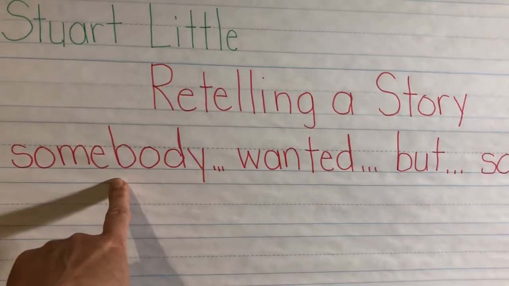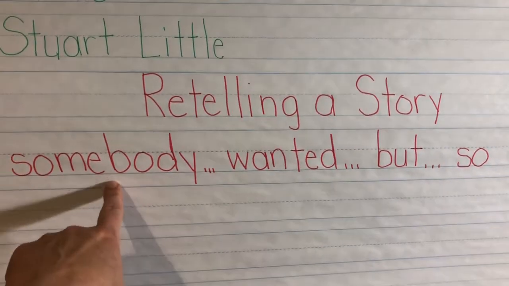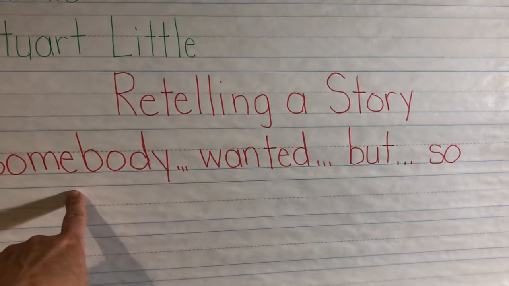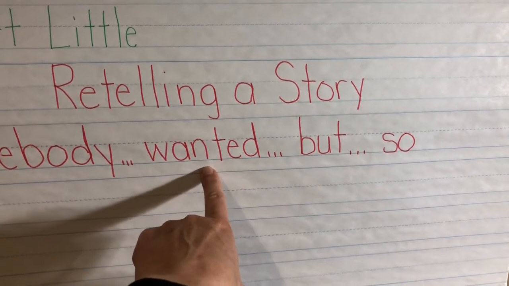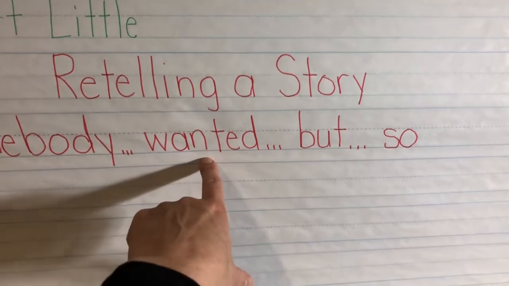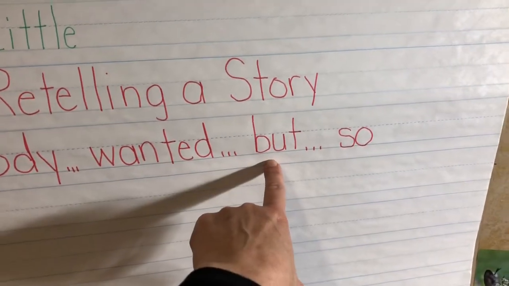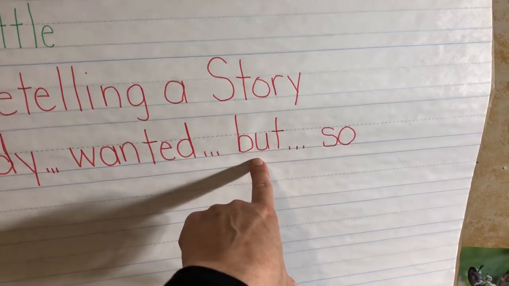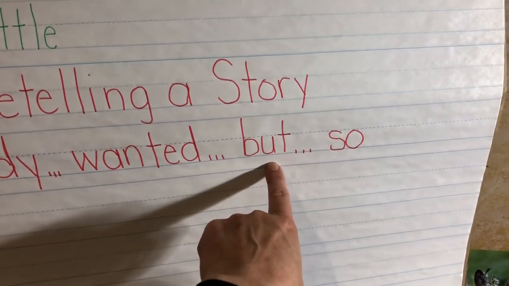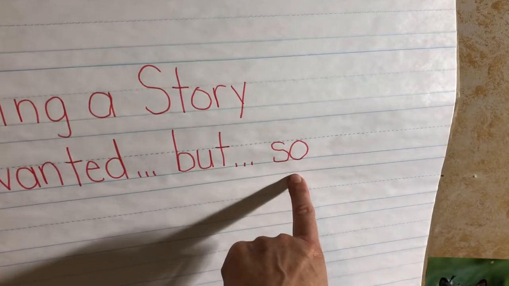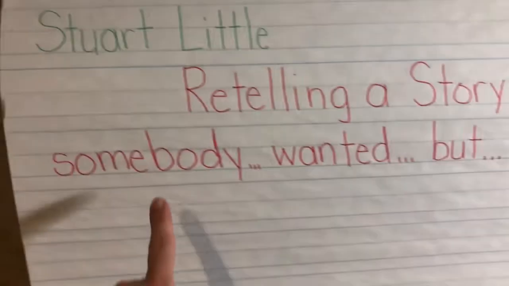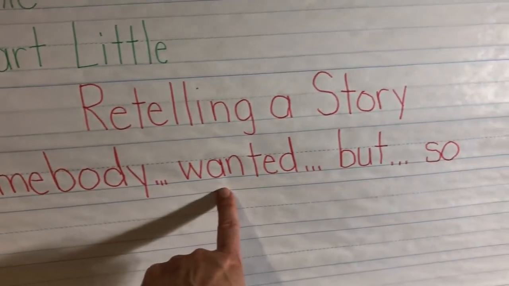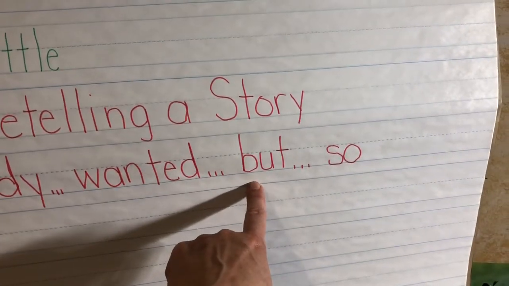Somebody would be your character. In that story, that somebody is going to want to do something. There's going to be something that this character is going to be trying to do. Usually, there will be a problem in the story. That problem is the but. And then there is a solution to the problem, which is the so. The character wants to do something, but then the character encounters a problem and then comes to a conclusion.